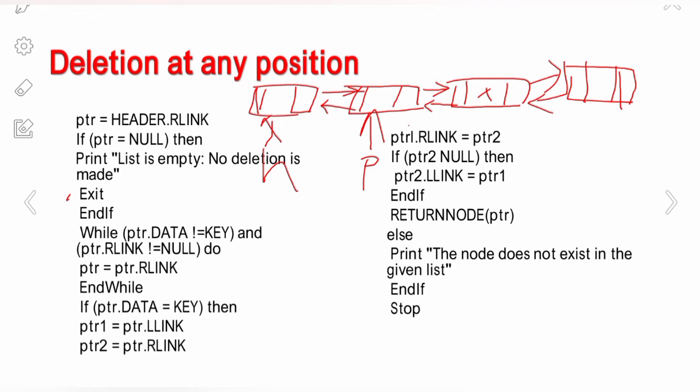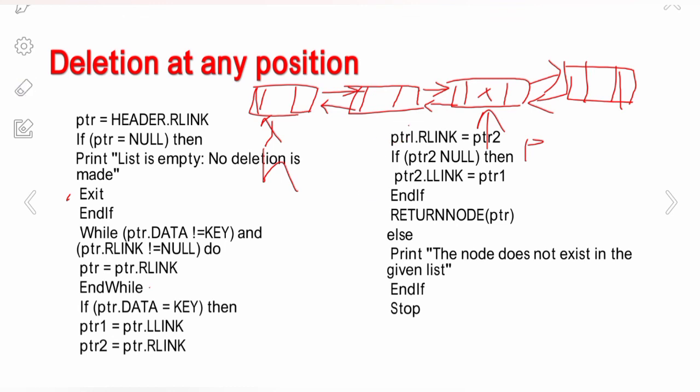So what we have to do is move the pointer to the right link of the pointer, that is pointer dot r link. That means we have to move the pointer to the next node. We are going to move the pointer to the next node until we find the key value or until the right link is null. So after moving the pointer to the next node, what will happen?